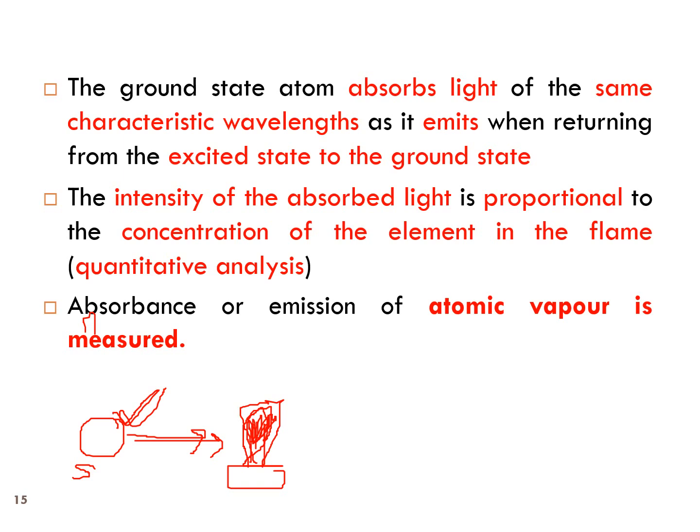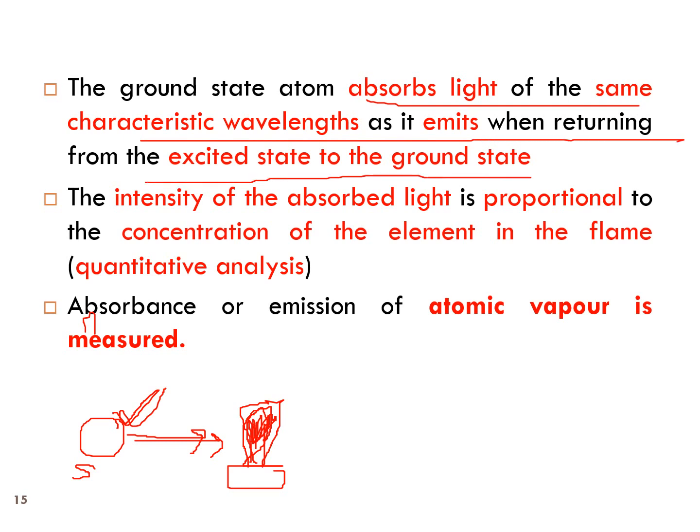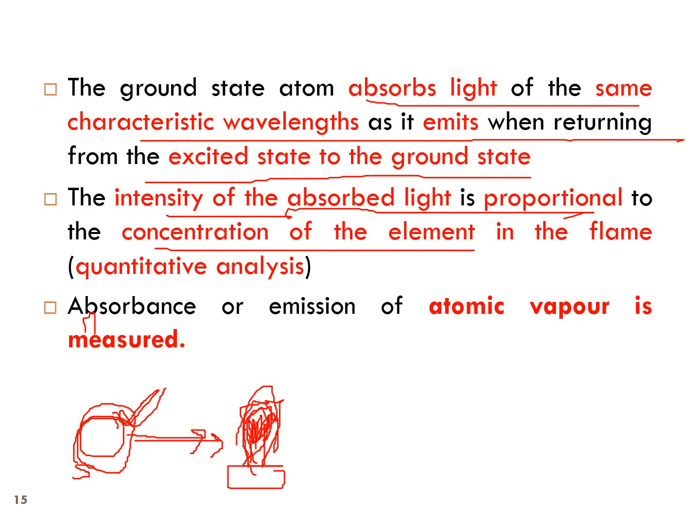Okay, so the ground state atom absorbs light of the same characteristic wavelength as it emits when returning from the excited state to the ground state. So the intensity of the absorbed light is proportional to the concentration of the element. Ini macam biasalah, the amount yang dia boleh absorb from the source bergantung kepada the concentration of the element present in this flame or in your sample lah. Okay, so absorption or emission of atomic vapor is measured.